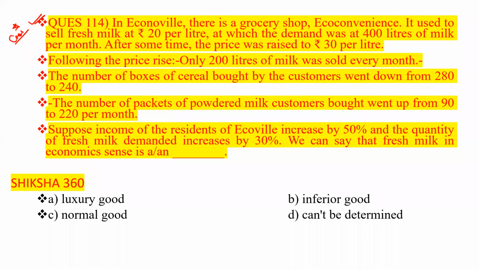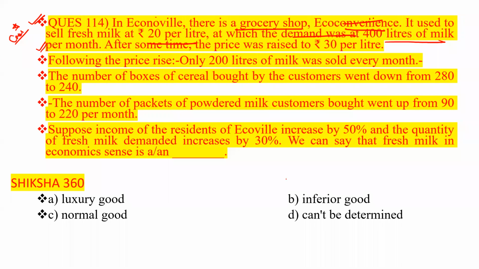So what it says is that in Econville, basically a place, there is a grocery shop. This grocery shop used to sell fresh milk at ₹20 per liter, at which the demand was 400 liters of milk per month.